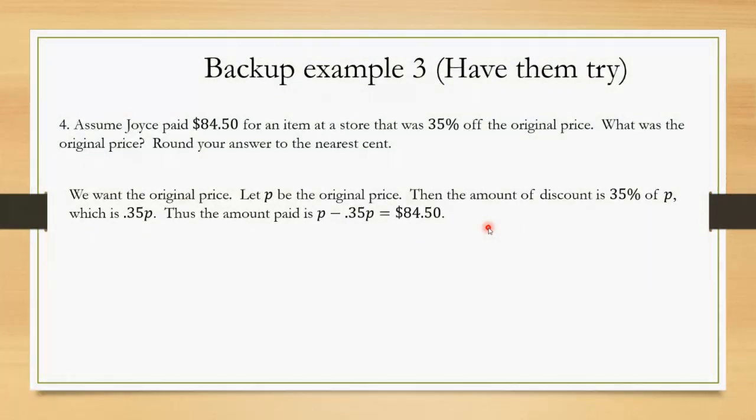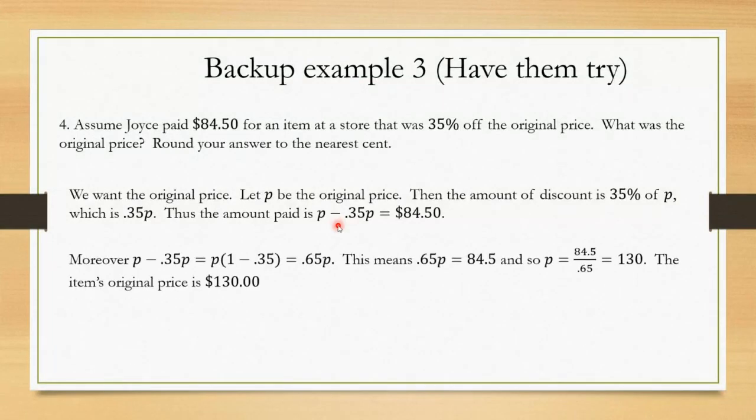So if P is the original price, they're saying that the amount of discount is 35% of P. So they took off 35% of P. And 35% of something is 0.35 times that something. We saw that last time. If you want a certain percentage of something, you convert to a decimal and then multiply. That's what I'm doing here. So this is the discount. So the new price is P minus that, and that's the $84.50. So we've got to figure out what P is.